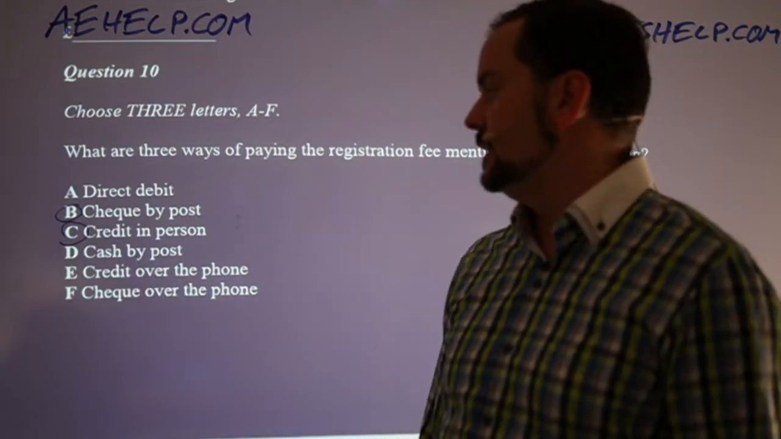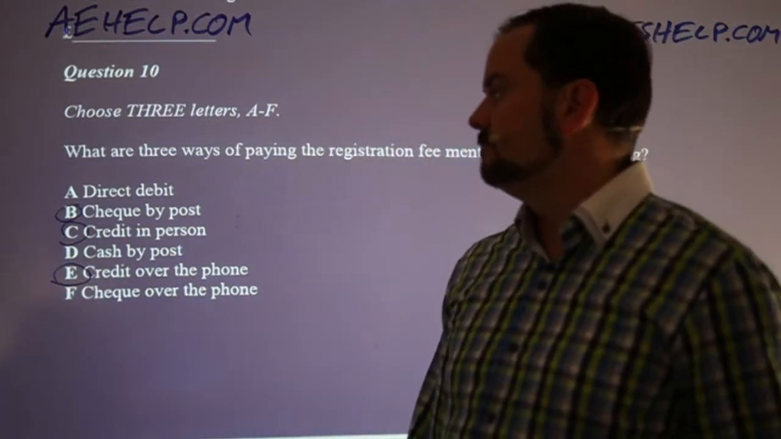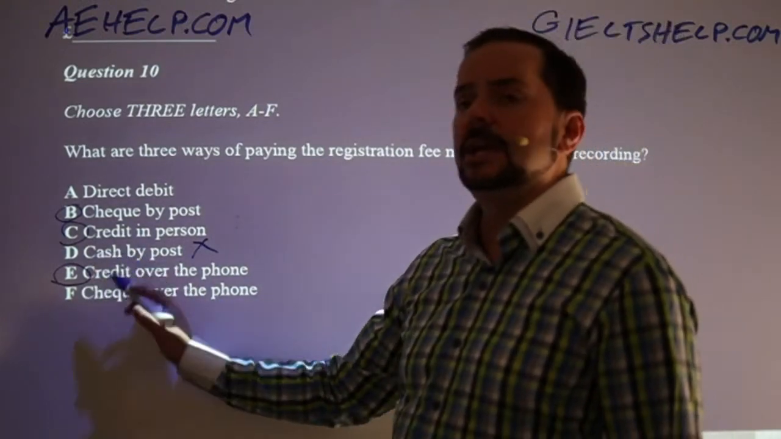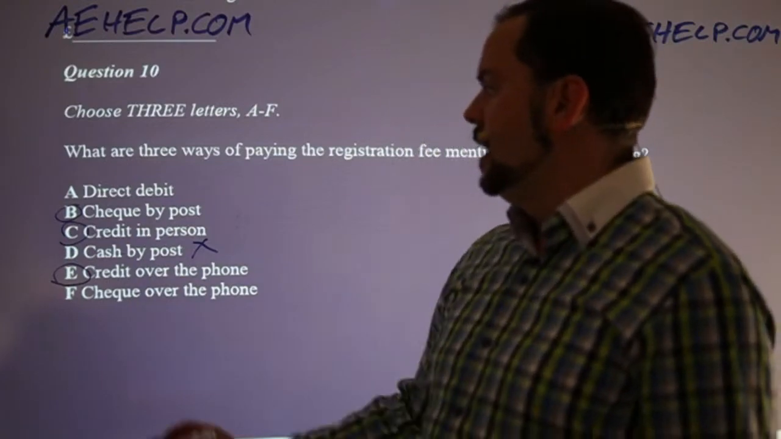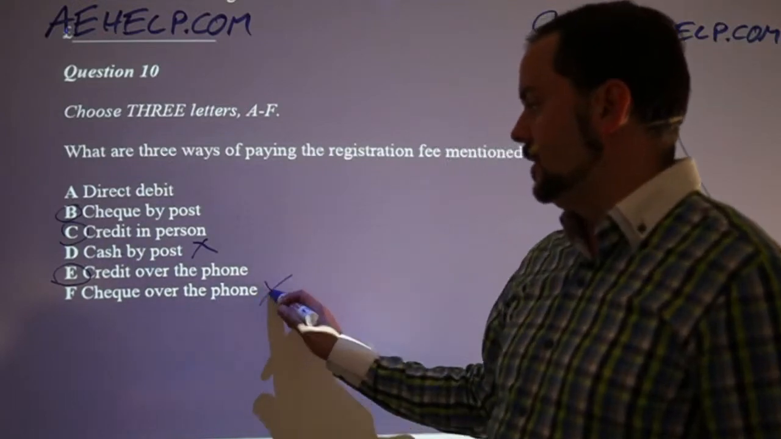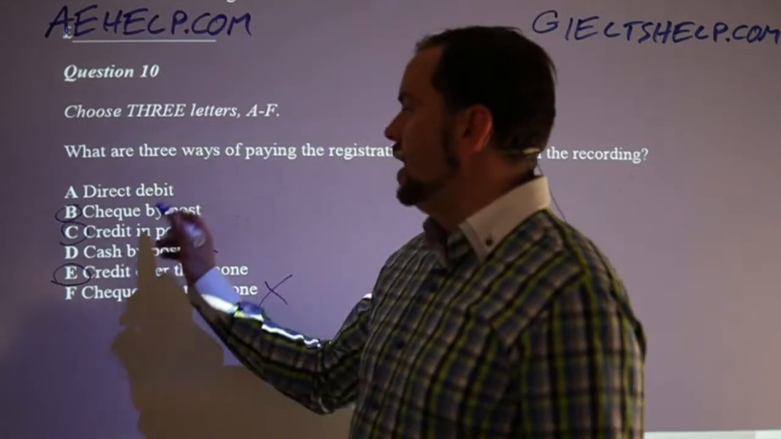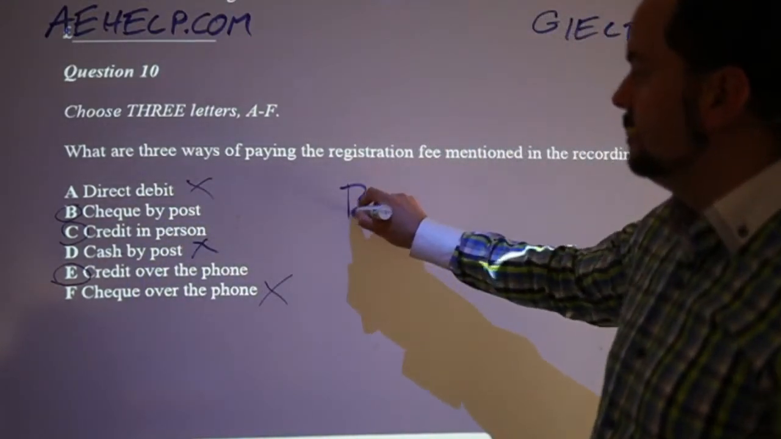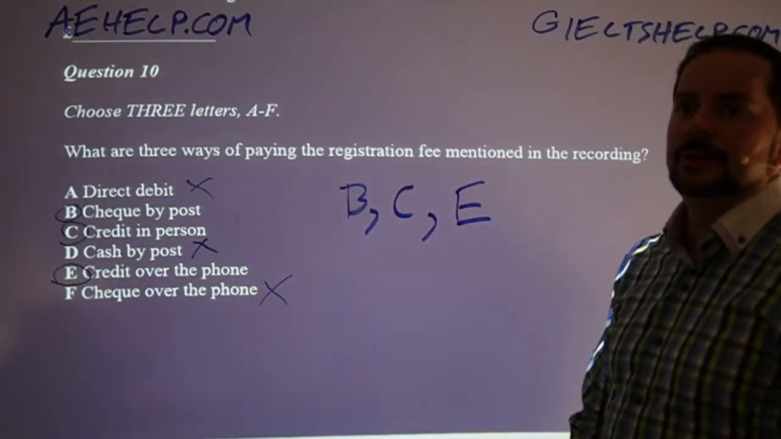That's a really bad idea. Credit over the phone? Yeah, that looks okay. Cash by post, no, your logic should tell you, no way. I mean, please don't put money into an envelope. That's usually a bad idea. Check over the phone, you can't do that. That's not possible. You can't send a check over the phone, okay? And direct debit is not mentioned. So we know that the answers are B, C, and E in any order, all right?